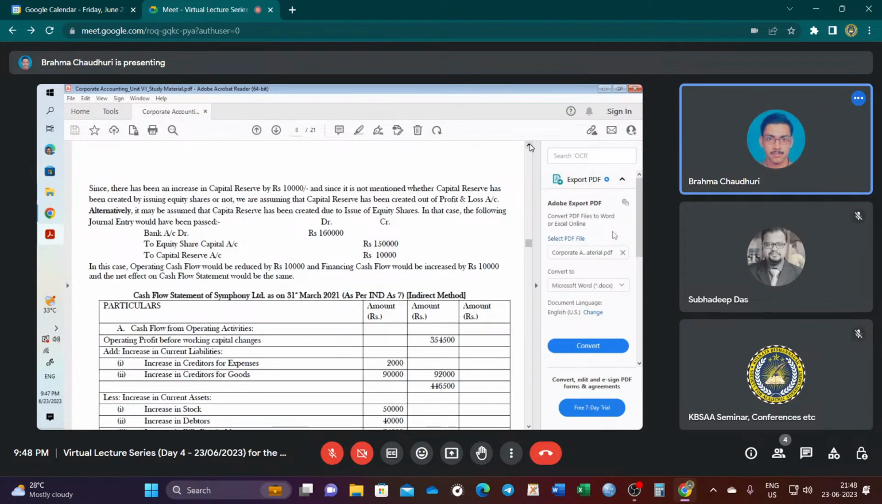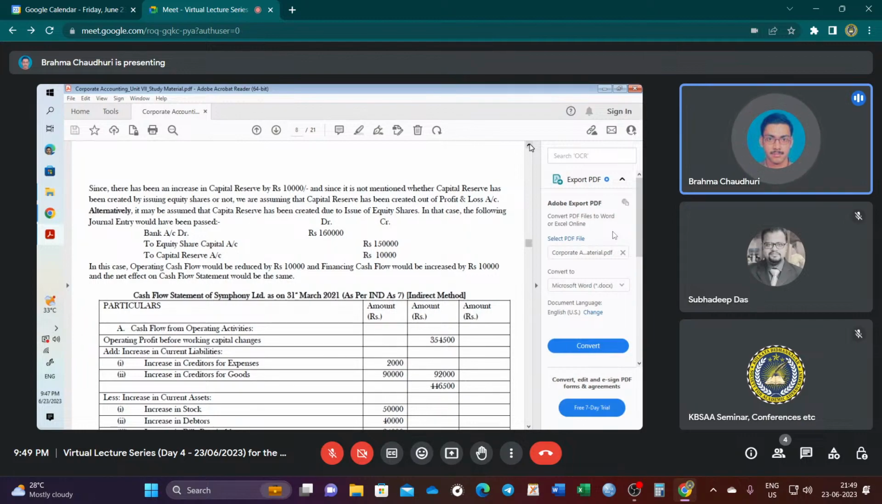So we can have two types of treatments, alternative treatments, since it is not clearly stated whether the equity shares have been issued at a premium or not. We can show this adjustment by setting aside a part of the profit as capital reserve, or we can assume that the equity shares have been issued at a premium, then we will pass this journal entry. In both cases, the answer will differ a bit, but if you have explained it clearly and given the logic on the basis of which you are preparing this statement, then you will get the full marks.